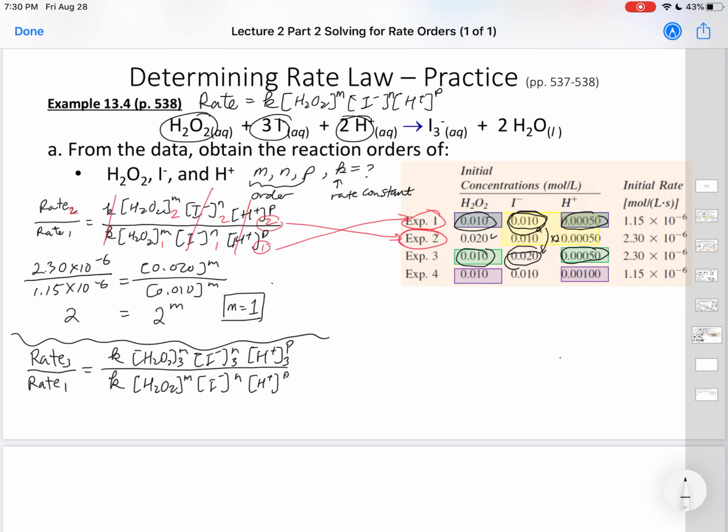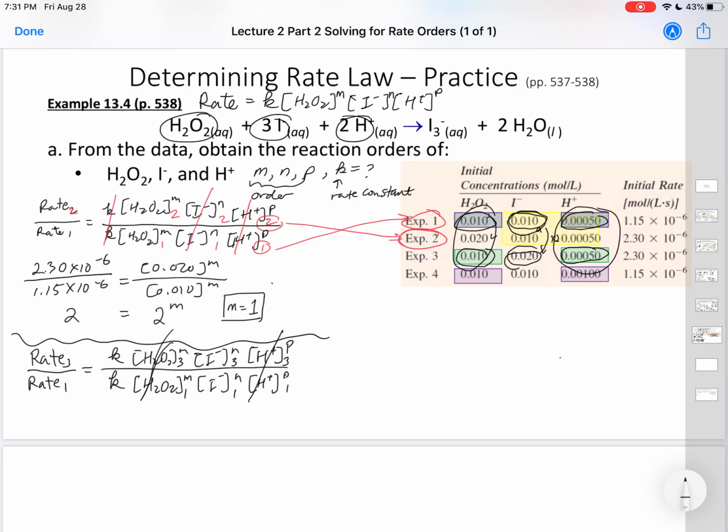And remember, this is now still experiment 1. We're comparing experiment 3 and 1. Now, if you look at experiment 3 and 1, H2O2 concentration is the same. That cancels out. Your H plus concentration is the same. That cancels out. That leaves you with rate 3 divided by rate 1 is equal to the I minus concentration of experiment 3 divided by experiment 1.